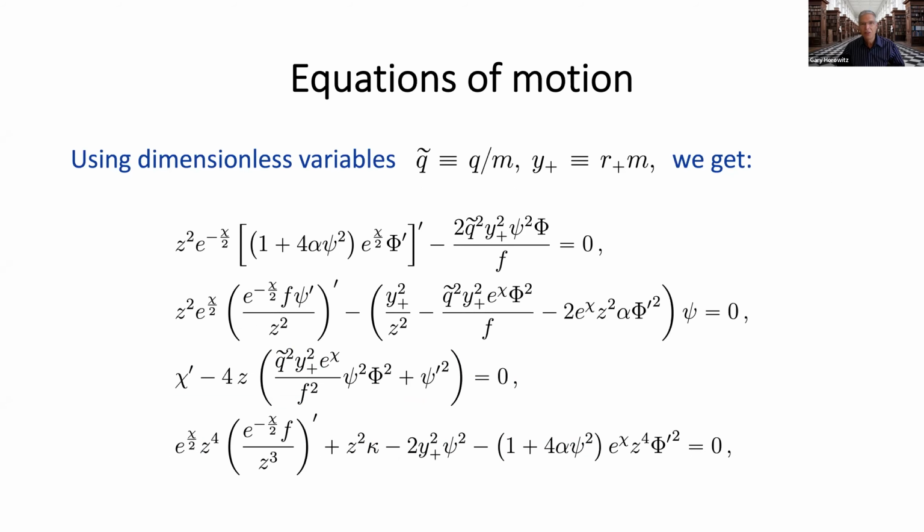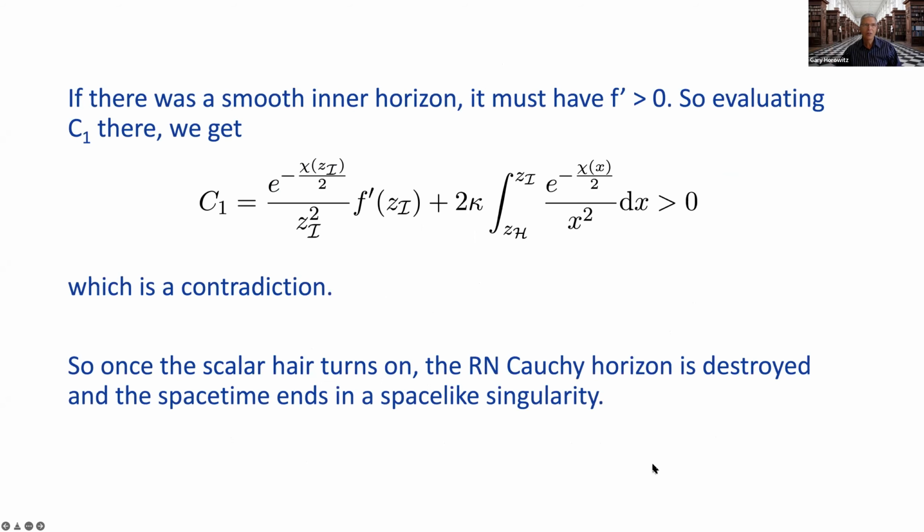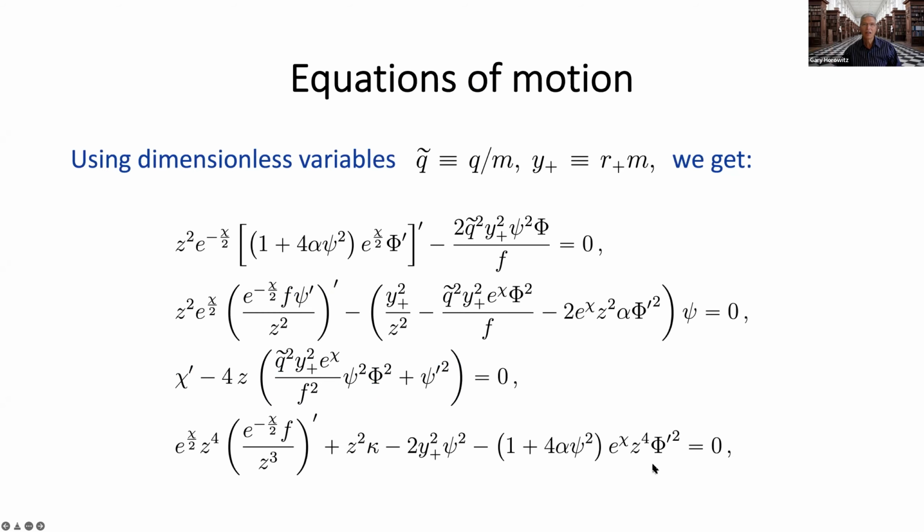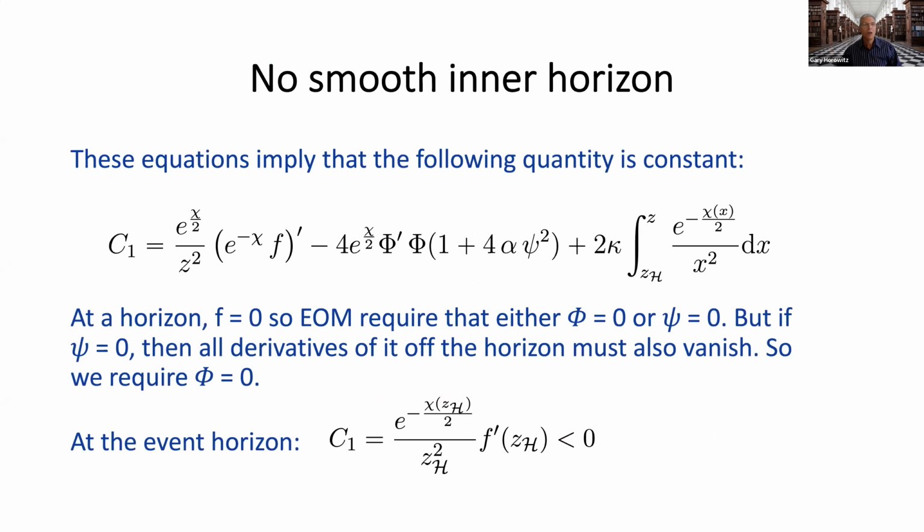So using dimensionless variables, we take q tilde to be the charge to mass ratio, and y tilde to be r plus times m. We get a bunch of field equations. They're just a bunch of ODEs that are complicated and messy, and so we have to study them. But let me first show you why there's no inner horizon for these solutions once you have a scalar field turned on.